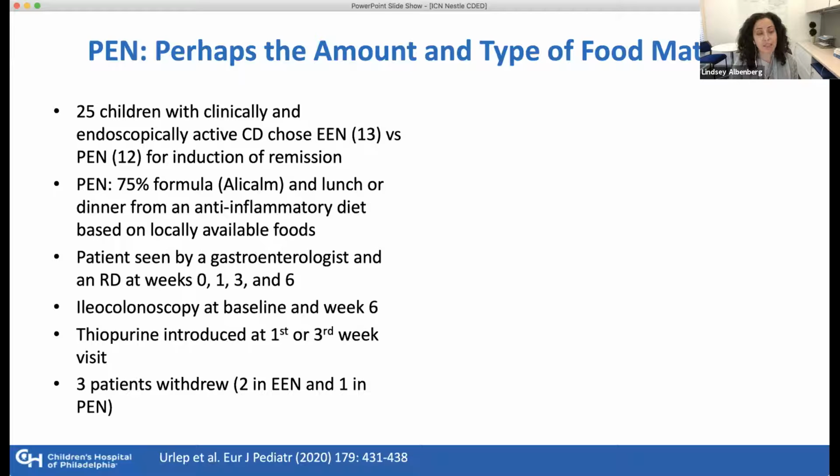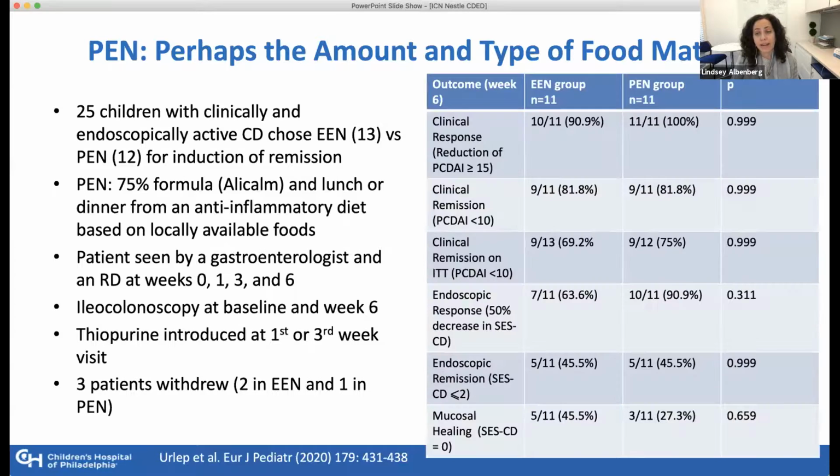And in this study, PEN was defined as 75% of calories from formula. And then patients could also have either lunch or dinner from an anti-inflammatory diet plan that was based on locally available foods. Ileocolonoscopy was performed at baseline and at week 6. A thiopurine could be introduced at the 1st or 3rd week visit, and there were 3 patients who withdrew from the study. And interestingly, there were no differences here between the 2 groups in terms of response, remission, or endoscopic response and remission. And while small and not randomized, we so rarely have endoscopic outcomes in our pediatric studies.